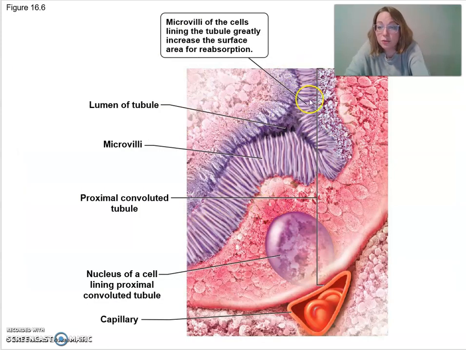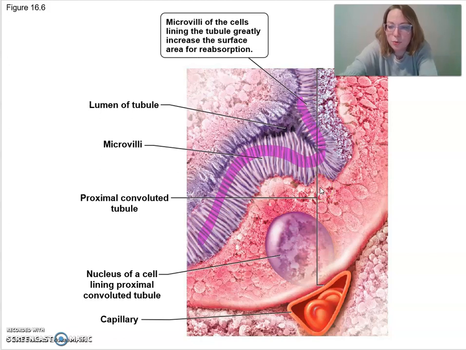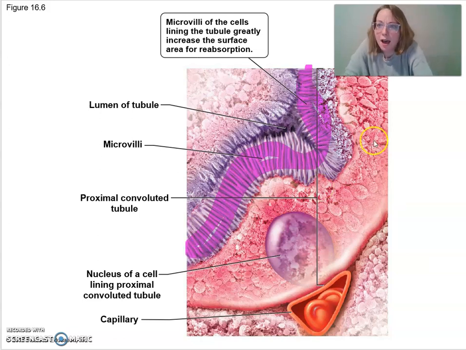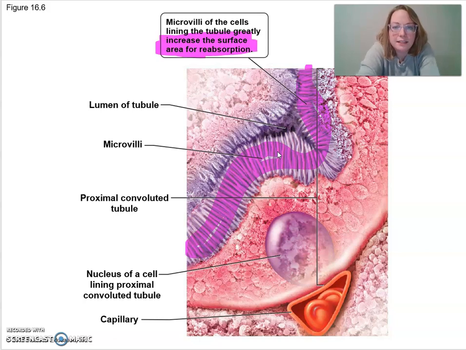And this is a cool view of that tubule. So here are the cells lining it, and then you've got the microvilli, just like in the small intestine. Woo! You're going to have too much fun with a highlighter. Who knew? What do you think microvilli does? It increases surface area. Same exact idea as in the small intestine, right? We reabsorb more with increased surface area. We absorb more with more surface area in the small intestine.